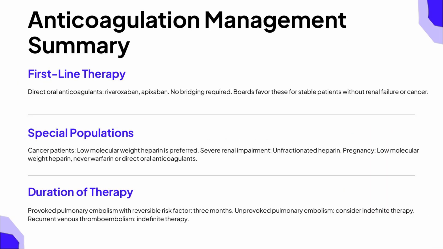Here is your anticoagulation management summary. First-line therapy for stable pulmonary embolism is direct oral anticoagulants like rivaroxaban or apixaban. No bridging required. Boards favor these for stable patients.